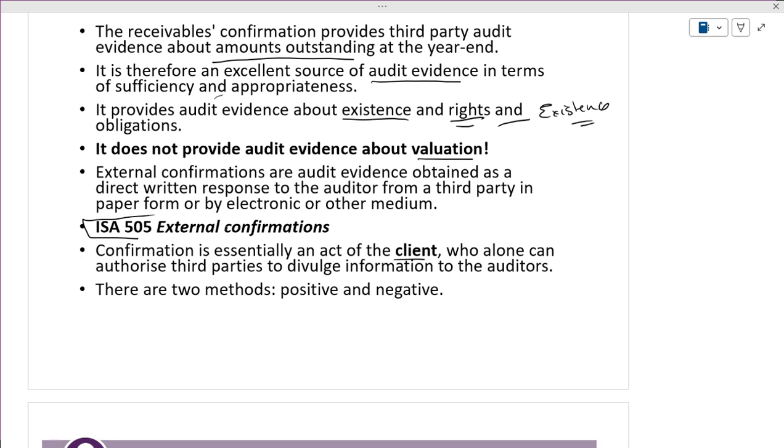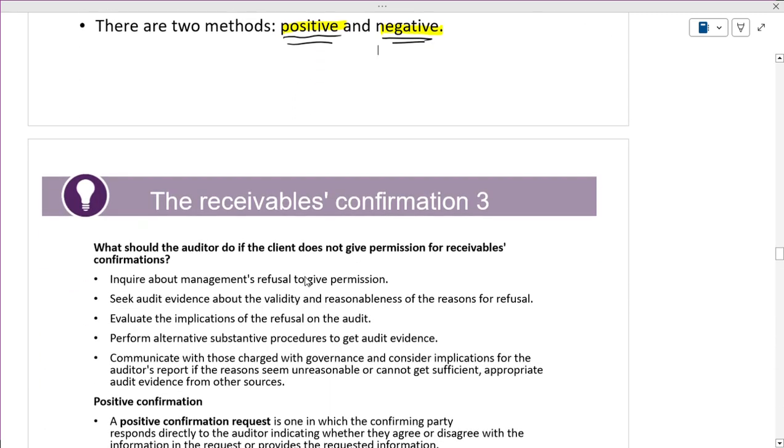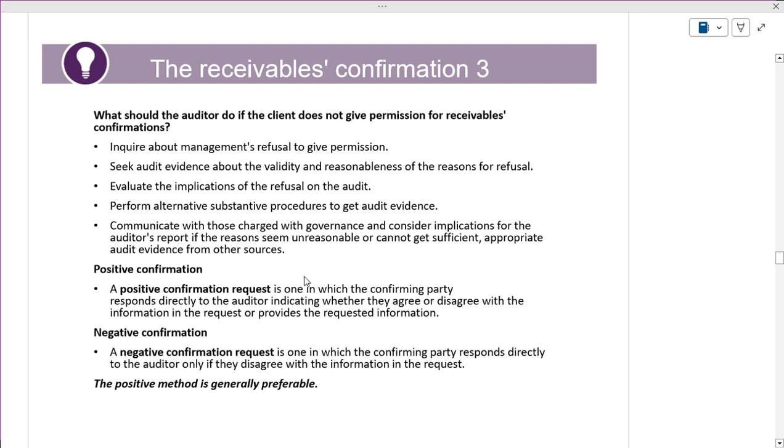meaning it gives the auditor authority to get the end balances that are agreed by both the parties. There are two methods. One is positive, one is negative. We'll focus on this and we'll work on this. What is the positive and what is the negative?